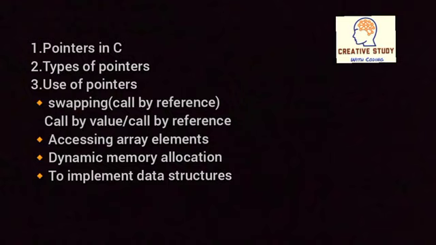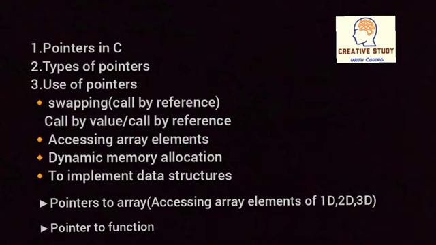Pointers are used in swapping two numbers by using call by reference, and we will understand it by differentiating between these two ways of calling functions, that is call by value and call by reference. Further, pointers are used in accessing array elements. Pointers are used in dynamic memory allocation. That will be discussed in the next coming video, but I'll give a short glimpse about it in this video too. Pointers are used to implement data structures like different kinds of linked lists, etc. Data structure is itself another very important subject to be read. Pointer to array and pointer to function will be discussed in detail in the next video to keep this video short.